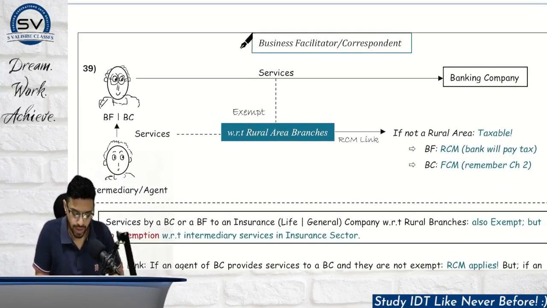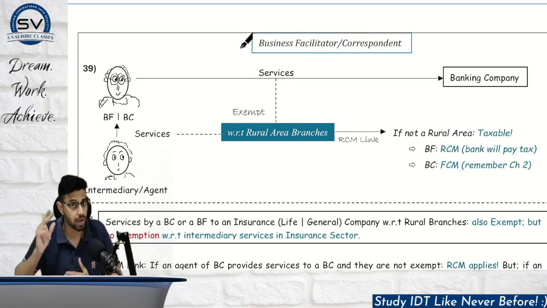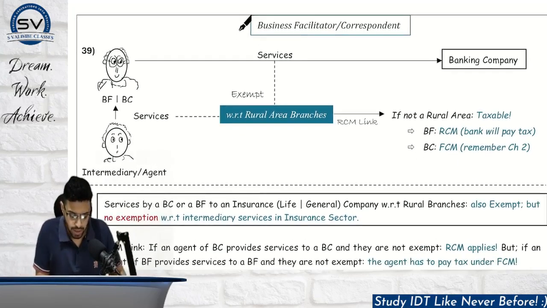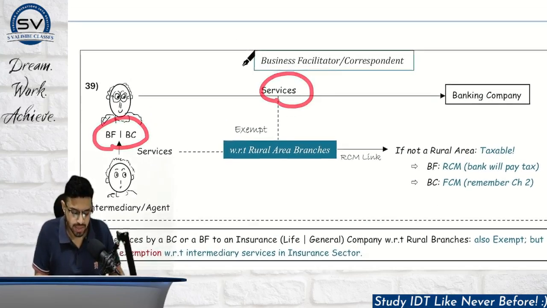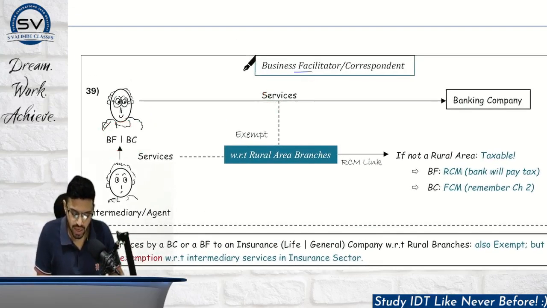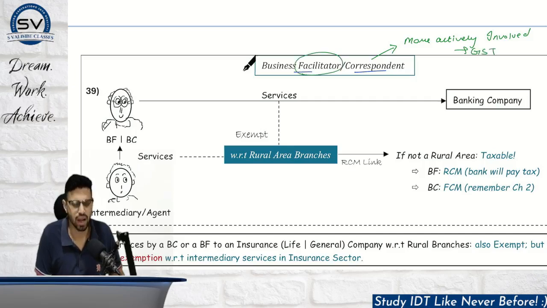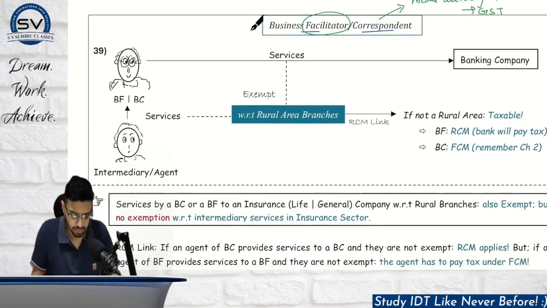Okay. Now next, business facilitator, business correspondent. This we covered adequately in chapter number 2 as well when we talked about RCM, but we will cover it again, not an issue. Services by a BF or BC. Now business facilitator and business correspondent, the basic difference we already know. Business correspondent is more actively involved in the business and he can pay GST. Right? This person can't. Basically, we assume this as a logic, as a feel factor to learn the provisions.